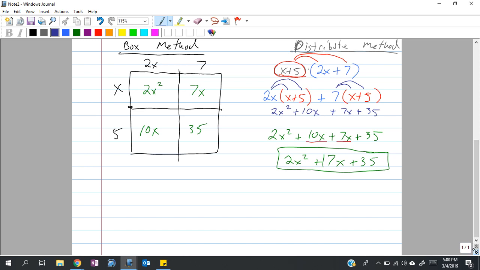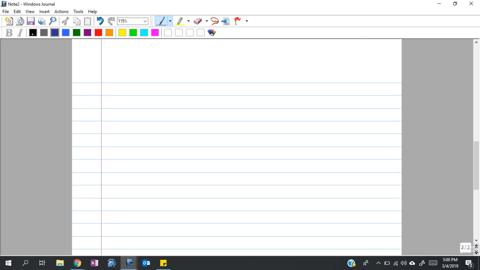Now, you may have heard the distributive method called another name. Let's do another example. You may have heard it called FOIL. Here's the thing. If you've heard it called FOIL, then you've seen this before. And if you want a refresher, go ahead and Google FOIL. But here's the thing. I'm not going to teach FOIL. I teach the distributive method.